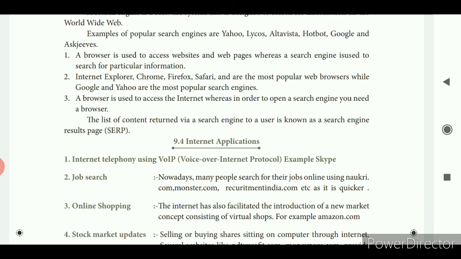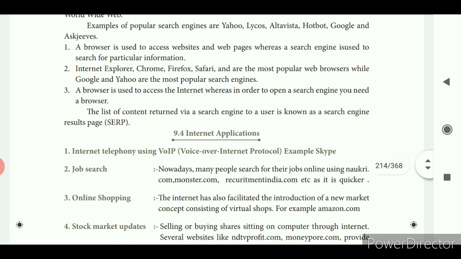The list of content returned by the search engine to a user is known as the search engine result page. Underline that line. SERP means the list of contents returned by the search engine is known as the search engine result page. The list of content is about the data or information you are typing. Suppose you want to do a job search or online shopping. You type online shopping in the search engine, then the list of online shopping websites will be available. That result is called a search engine result page.